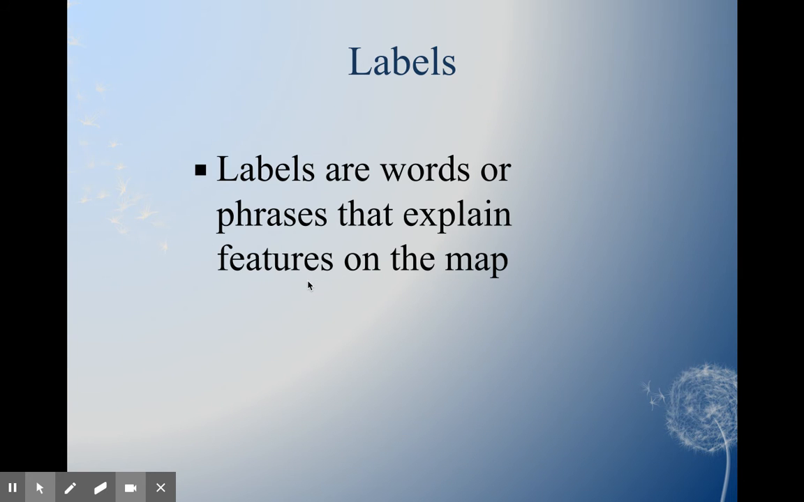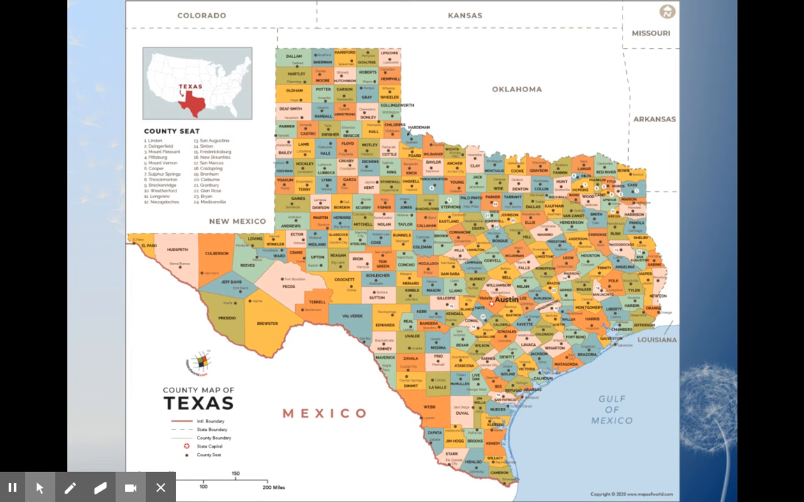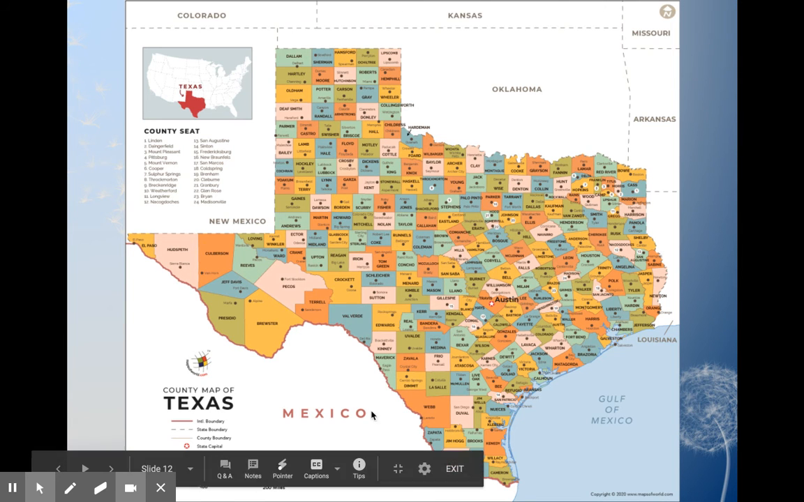Next, you'll have labels. These are words or phrases that explain the map. You're seeing it again here. Here it tells you what the county seat is, telling you where these states are, telling you what the county is, where the Gulf of Mexico is. These are labels, labeling things on the map.